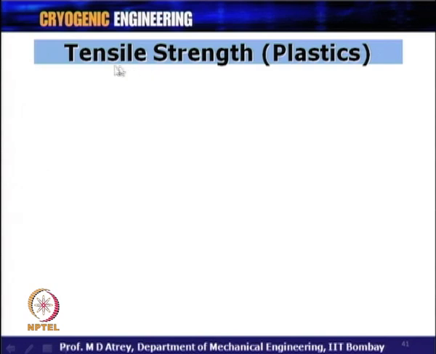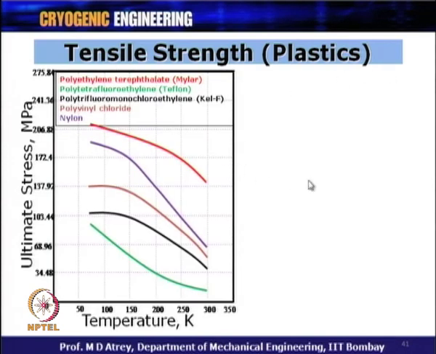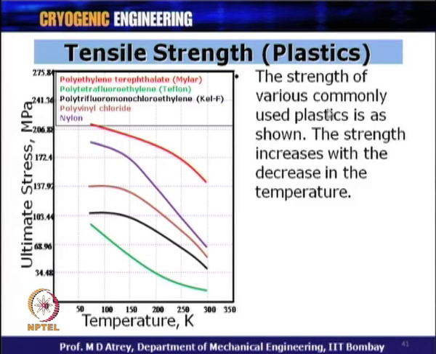Now, if you want to study the tensile strength behavior of plastics at low temperature, this particular curve shows this behavior. If I plot the ultimate stress of different plastics at low temperature, again what you see is that at lower temperature the ultimate stress of these materials increases. So, ultimate strength does increase, and we have different materials like Mylar, Teflon, which is nothing but PTFE, KelF, nylon, PVC, etcetera. In all the cases, the ultimate strength increases at low temperature. The strength of various commonly used plastics is as shown; the strength increases with the decrease in temperature.